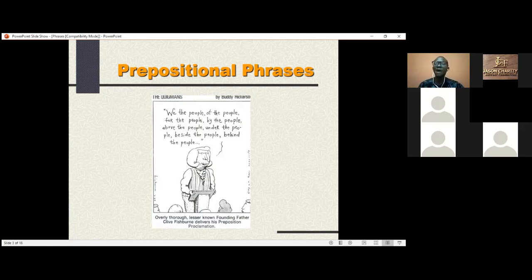Now, every one of these begins with a preposition. Of the people is a prepositional phrase. For the people is another prepositional phrase. By the people, another. Above the people. So all begin with what? A preposition.